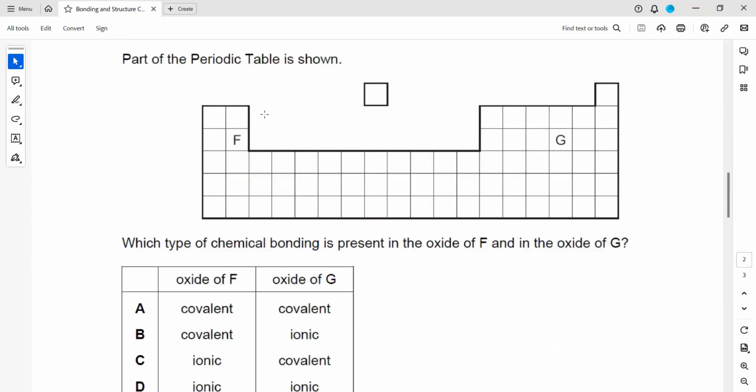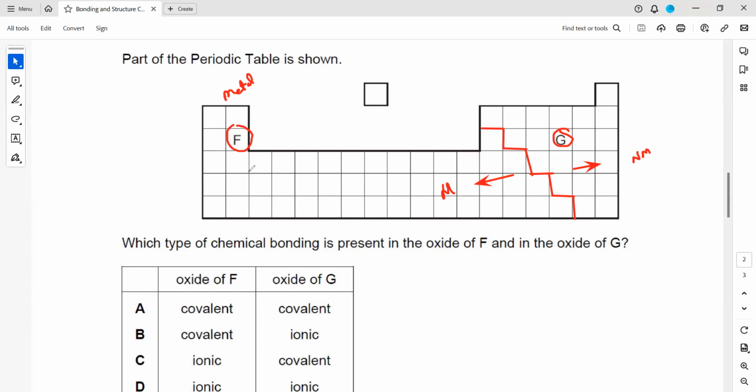The second part of a periodic table is shown in question 2. Which type of chemical bonding is present in the oxide of F, when oxygen is combined with F, and the oxide of G, when oxygen is combined with G? So oxygen, we know it's a non-metal. F is a metal, group 2, and G is a non-metal. And how can we distinguish between metal and non-metal? We draw the stairs between boron and aluminum. The elements on the right hand side of the stairs are the non-metals, and on the left hand side are the metals. So G is actually a non-metal and F is a metal.